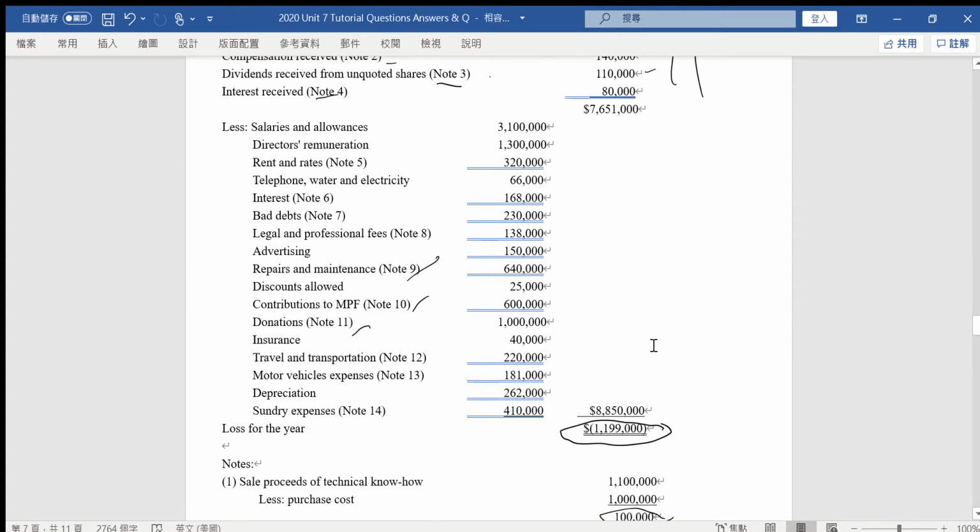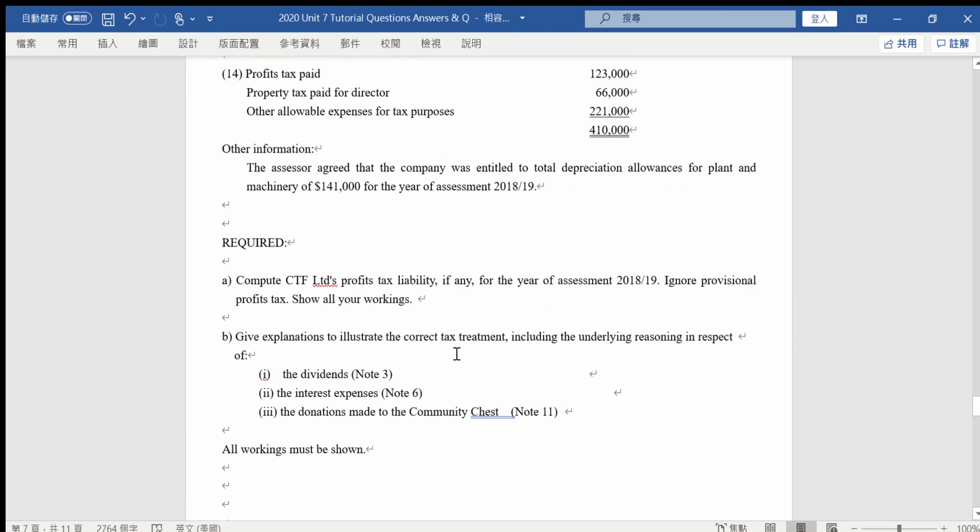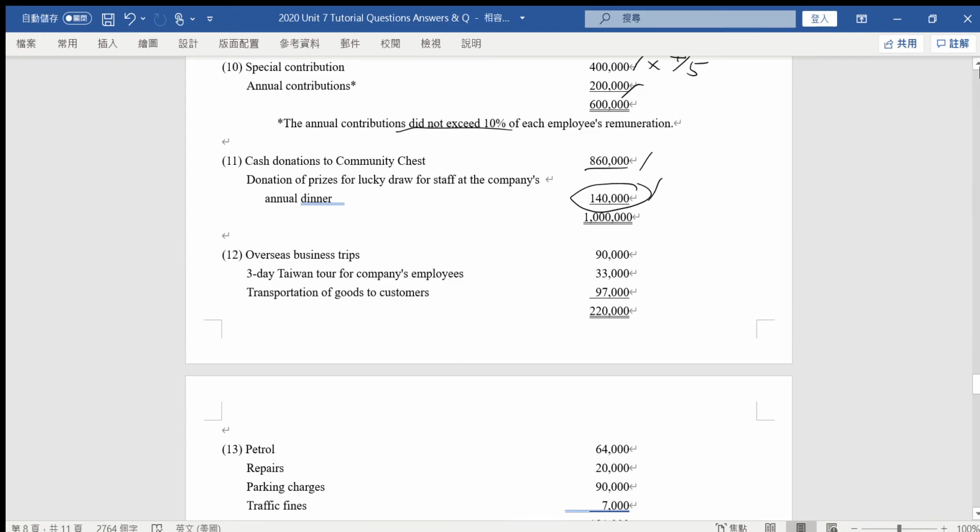Then the insurance, no adjustment and nothing additional information. Travel and transportation, note 12, is related to several trips. Overseas business trip, no problem, allowed to deduct. 3 days Taiwan tour for the company employees, fringe benefit for the staff, no problem, allowed to deduct. Transportation of goods to customers, normal expenses. That's why no need to adjust any.